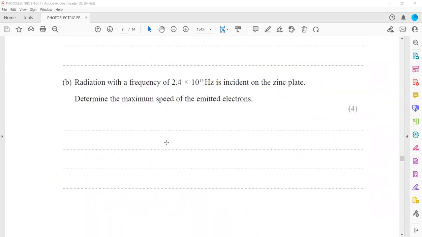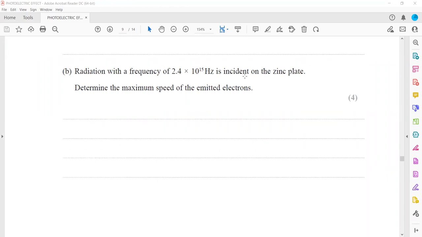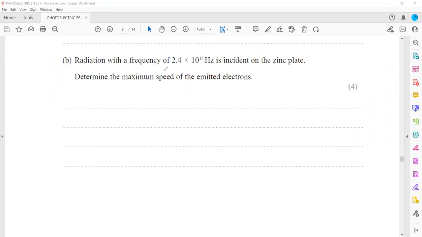The next question: radiation with a frequency of 2.4 × 10^15 hertz is incident on the zinc metal. Determine the maximum speed of the emitted electron. First, we know the energy is equal to the work function plus the kinetic energy. So the energy of the incident photon minus the work function gives the kinetic energy. After getting the kinetic energy, we use the formula kinetic energy = ½mv², where m is the mass of the electron, which is 9.11 × 10^-31. From the kinetic energy we get the speed.